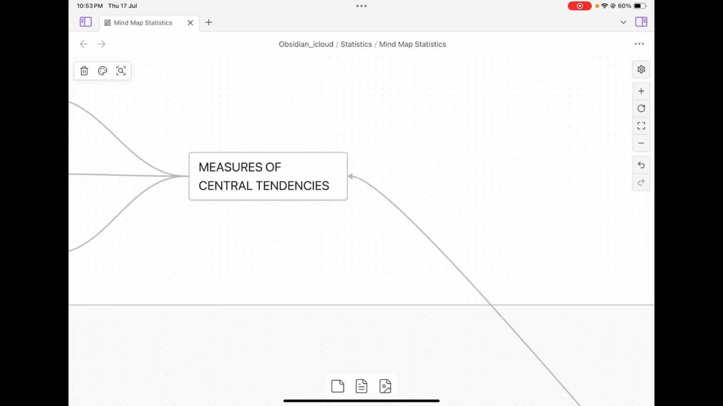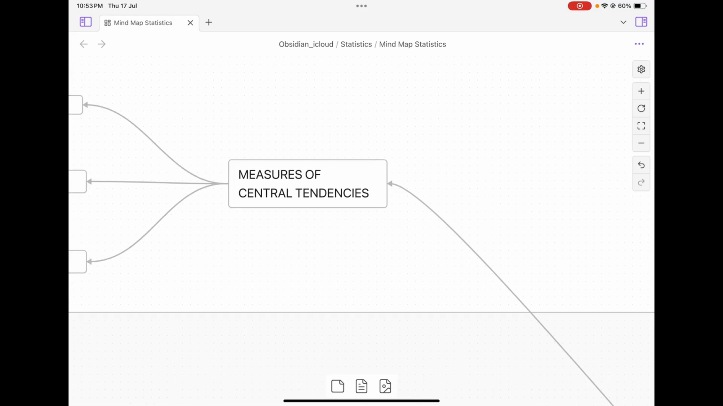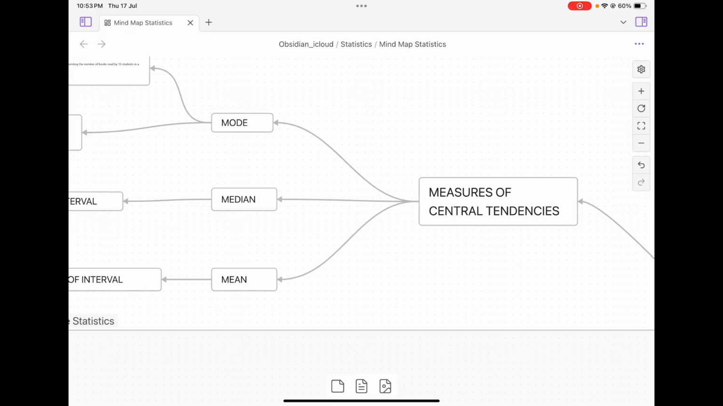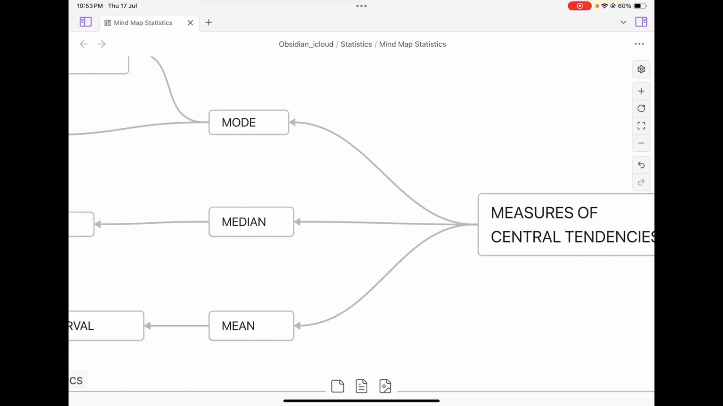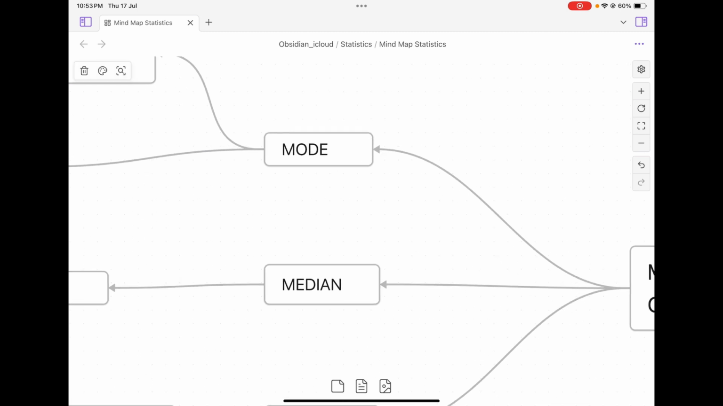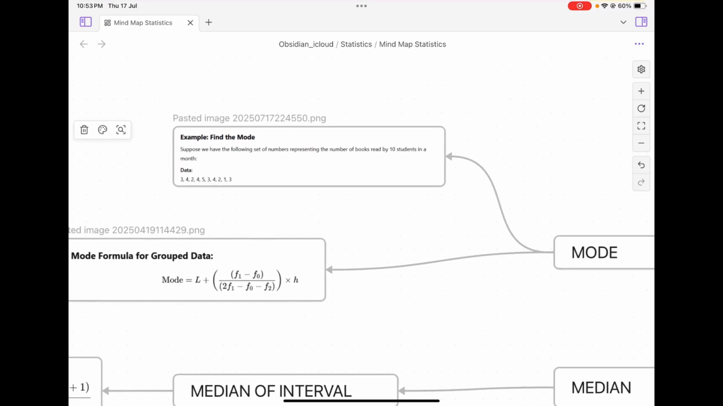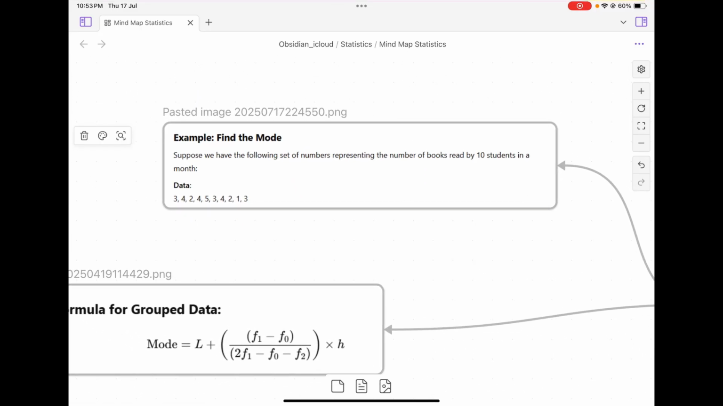In measures of central tendency, what we are going to learn is to calculate the mode, median and mean of the data. Let us first move to mode. What do you mean by the mode of the data? This is a measure of central tendency, that means an indicator of where the center point of the data is. Let us see an example.